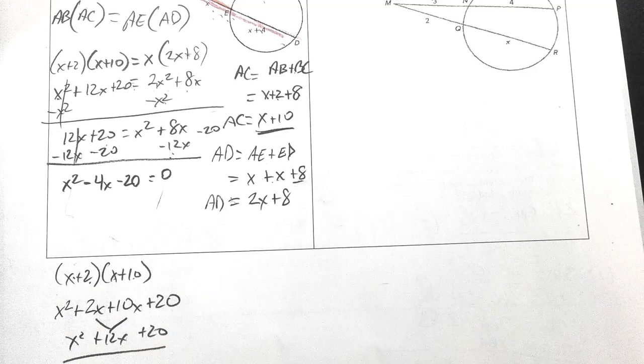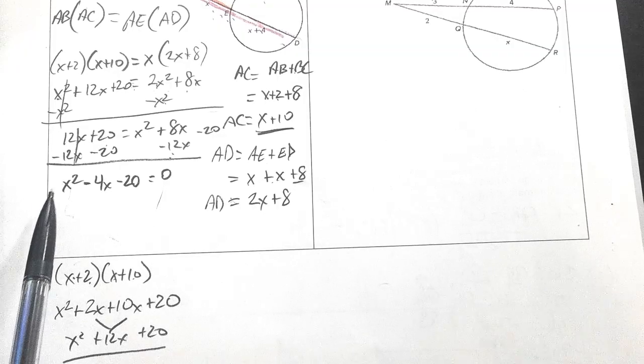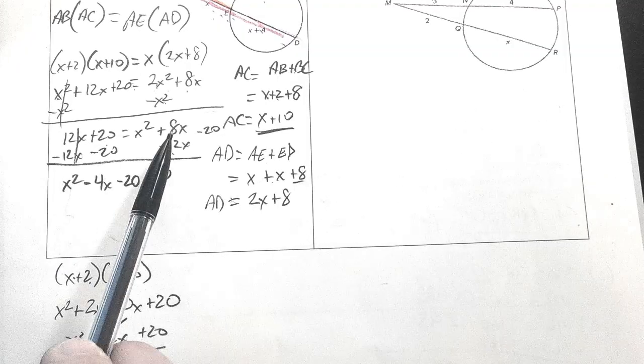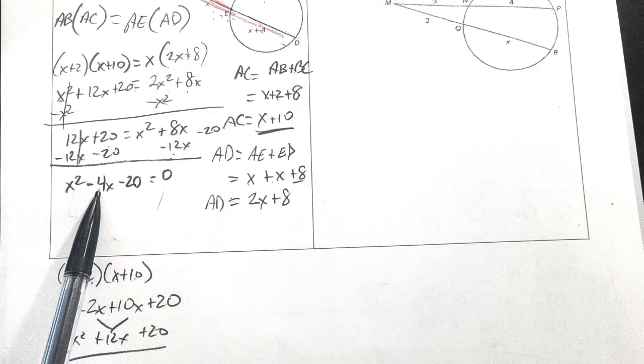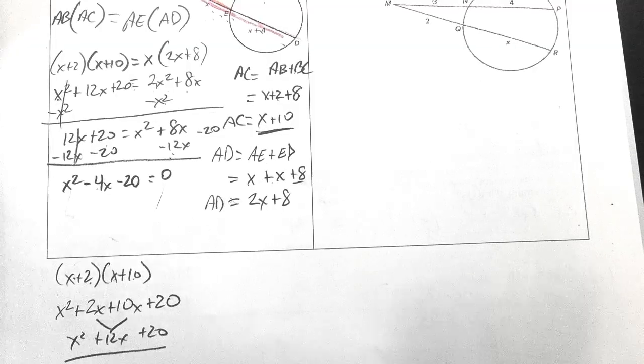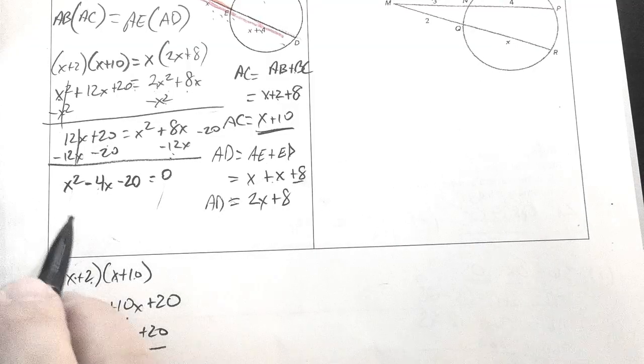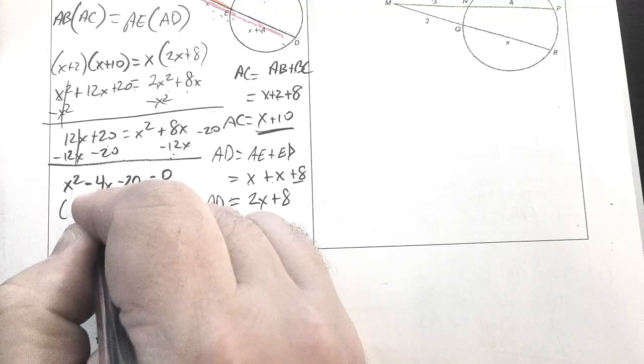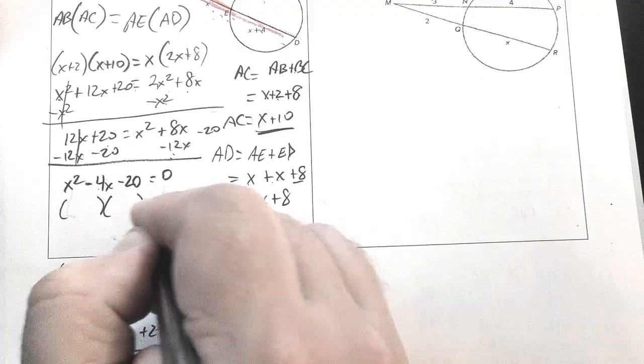Hang on, factor that out. And let me just check something real quick. I had 12x. Yeah, negative 4. Well, okay. Anyway, so now we have x squared minus 4x minus 20 equals 0. So we're going to have to factor this guy.